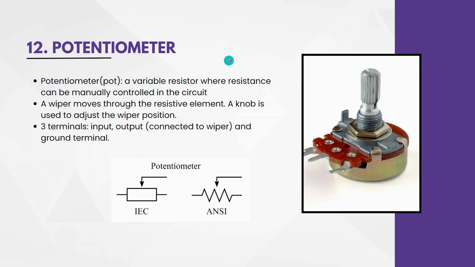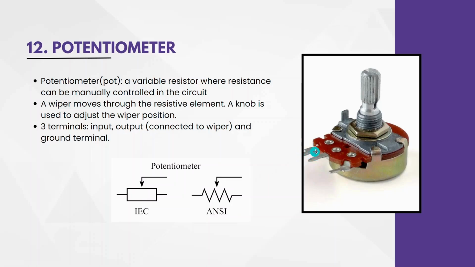Moving on to the potentiometer. A potentiometer is a variable resistor, or we can say a manually variable resistor, because manually we can change the resistance in this potentiometer. This is how a potentiometer looks, and this is how we represent it. This arrow mark means that I can vary the resistance in this resistor, and that device is called a potentiometer. It has three different terminals.